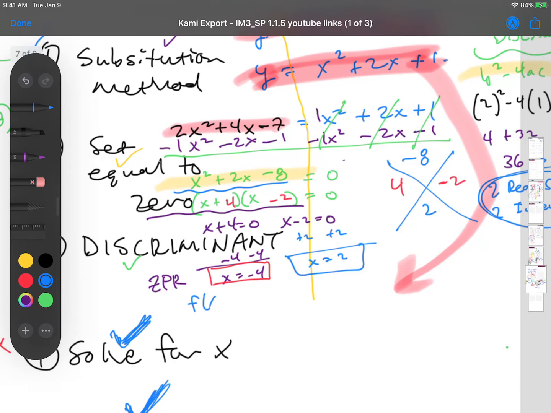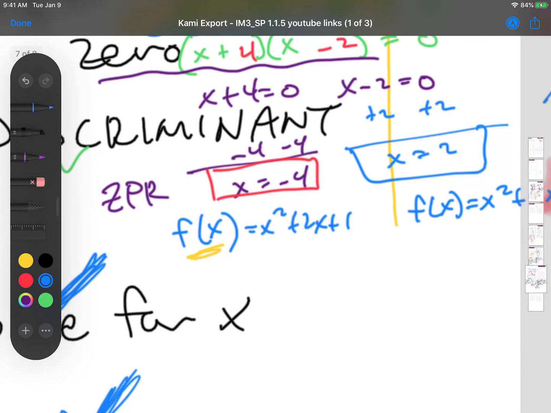f(x) equals x squared plus 2x plus 1. You might be asking, where did I get the f(x)? It's the same thing as y, but I just want to show you guys function notation. Why do I want to show you guys function notation? Because you need it, and students struggle with it. So if you see it more, it doesn't become difficult.